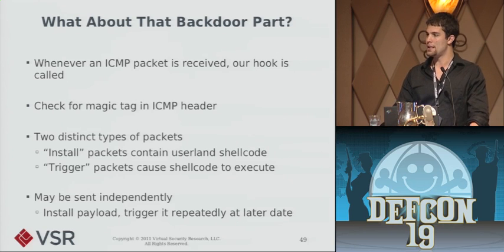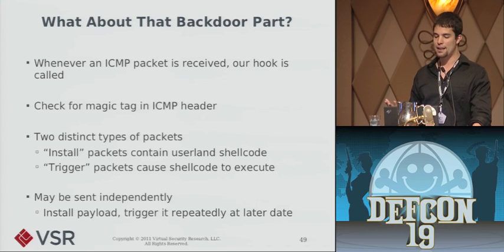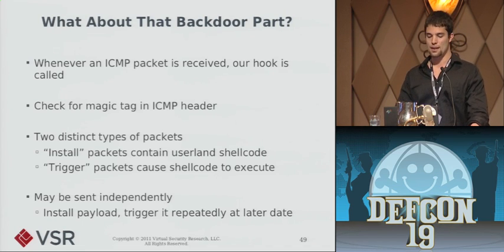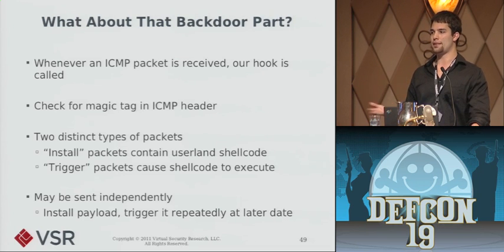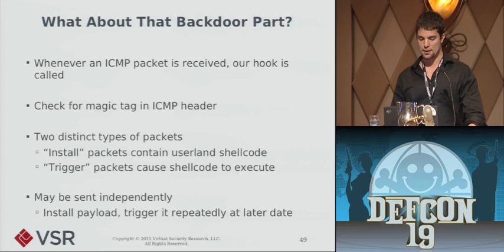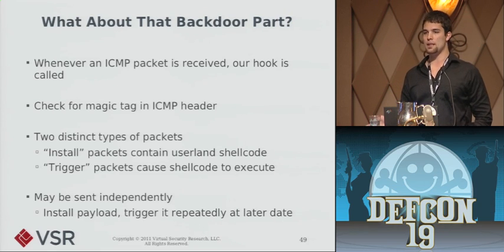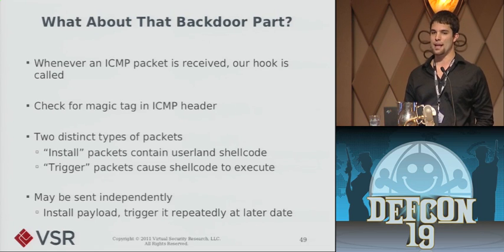And I decided that I wanted to have two distinct kinds of packets to handle. I wanted an install packet, which causes it to keep shellcode that I put in the ICMP packet around for later, just letting it sit in kernel memory somewhere. And then I wanted a trigger packet that causes that shellcode to execute somehow. This is userland shellcode that I want to be dealing with. And these packets should be able to be sent independently, so you can install a payload and come back a week later and cause it to trigger repeatedly.